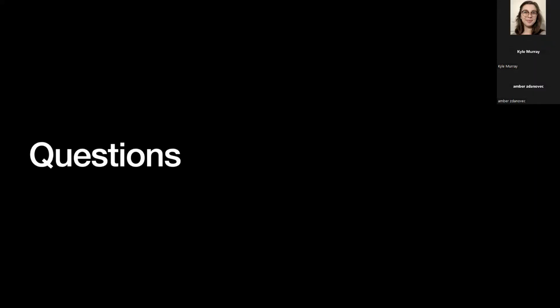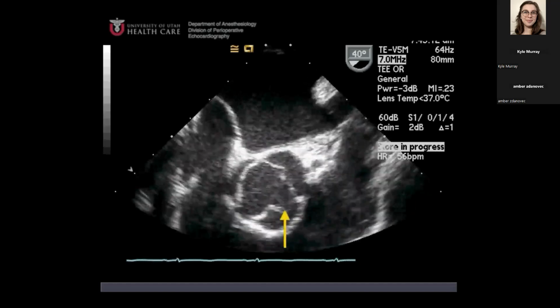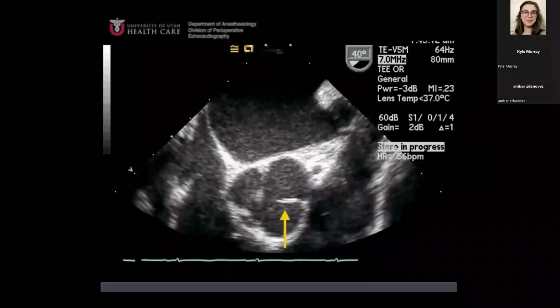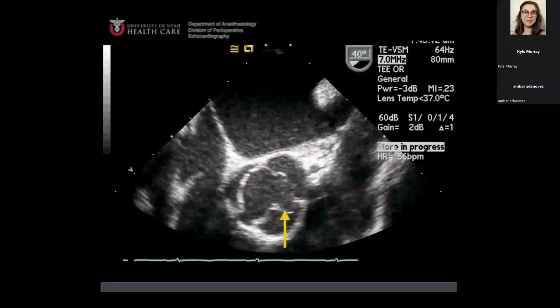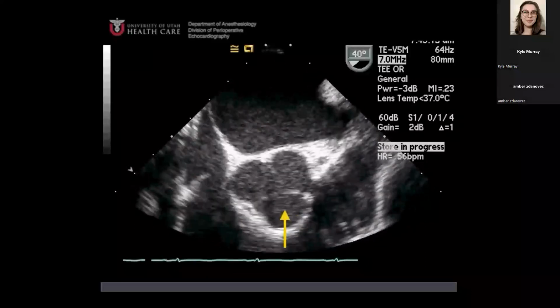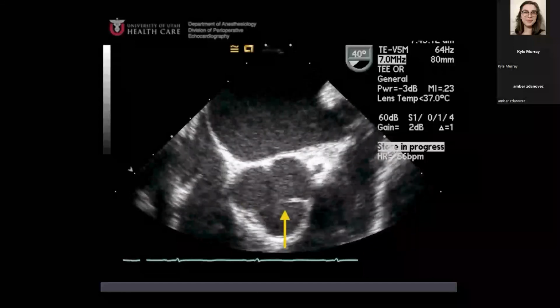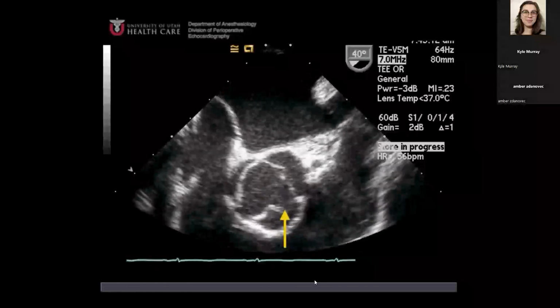All right, so we're gonna look at some video clips. Here's one. Does it look normal or abnormal? And what is the arrow pointing to? Normal. I'd say normal, right? It looks like it's opening all the way. Yep, correct. Yes, the right coronary cusp.